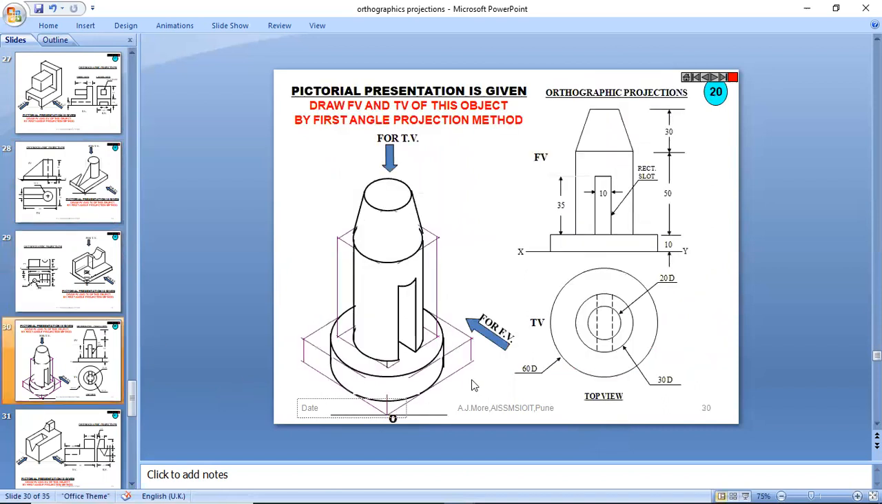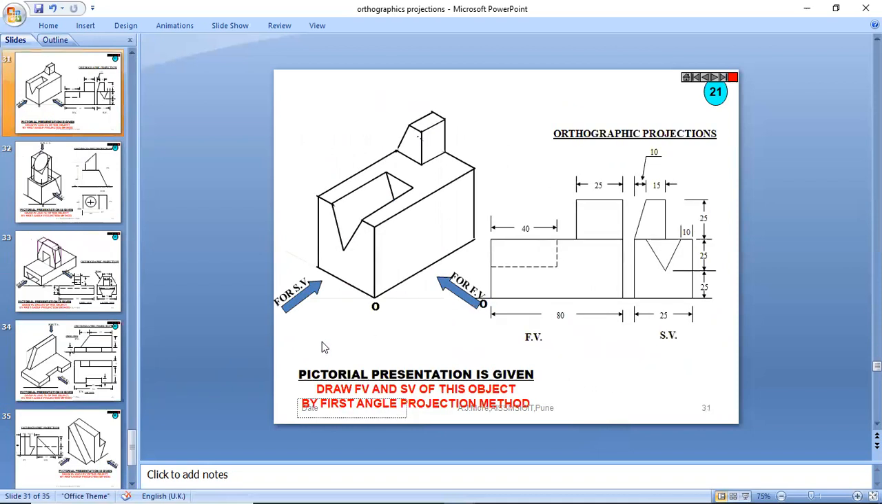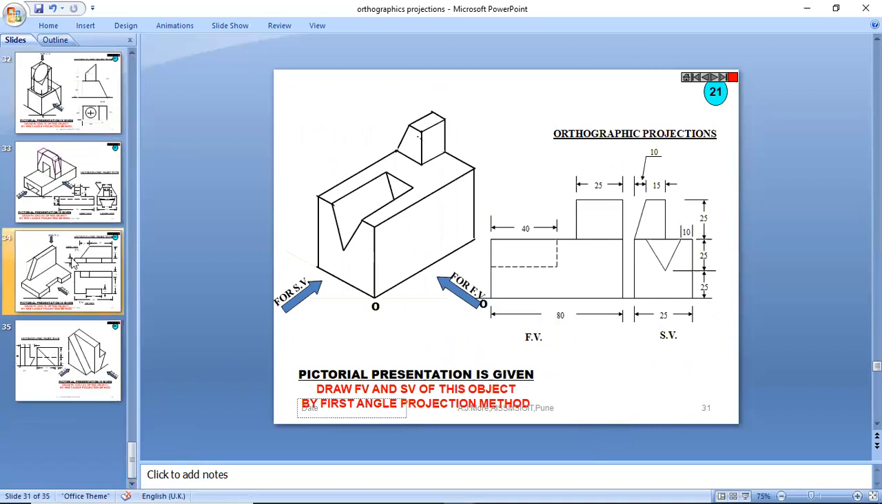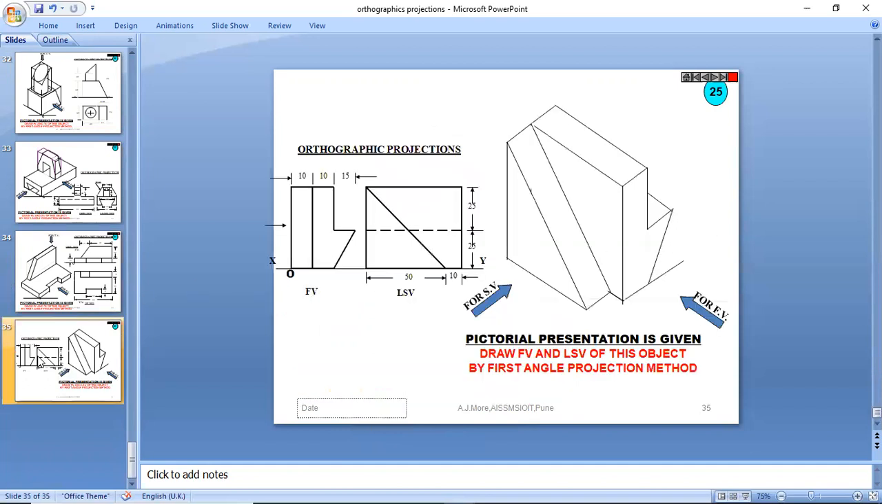These are the two views you are looking at. This is another example. You can draw the various views of this object. This direction shows the front view. This direction shows the side view. As per the question, draw the front view and side view of the object by the first angle projection method. This is an actual drawing. We are drawing on two sides of the paper.